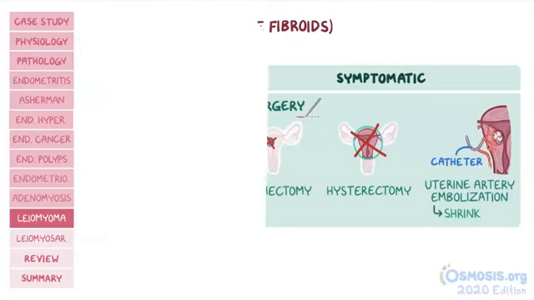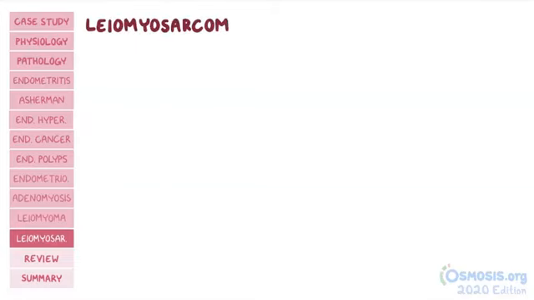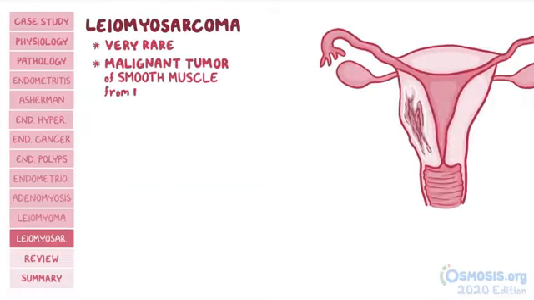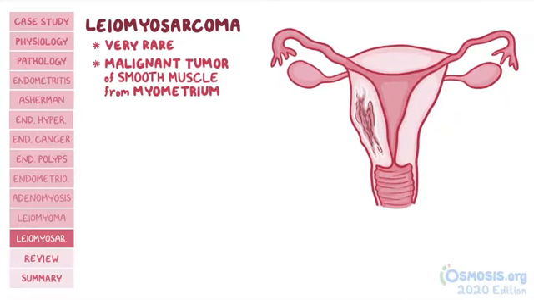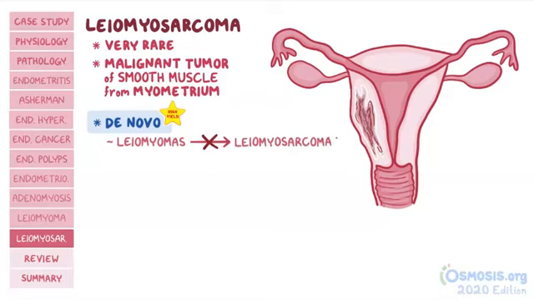Finally, the last type of uterine disorder is leiomyosarcoma, which is a very rare, malignant tumor of smooth muscle arising from the myometrium. The most important thing to remember here is that it arises de novo, or on its own, meaning that leiomyomas do not progress into leiomyosarcomas.